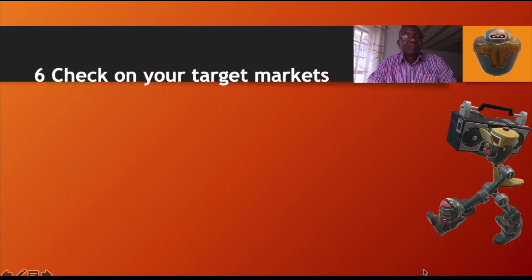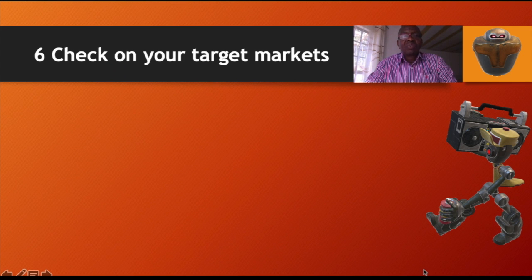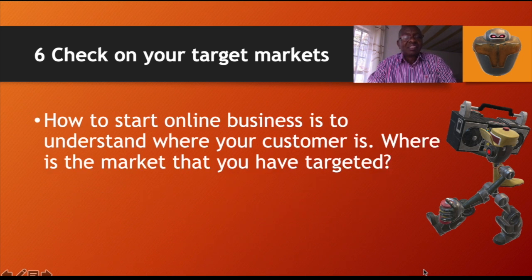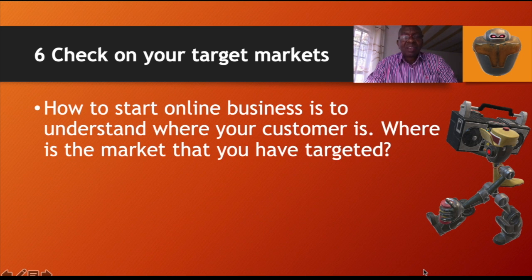Number 6, check on your target market. Where is your market? How do you reach the market? What tools do you require to reach the market? Do you require to advertise in a certain language or in a certain area? How to start an online business is to understand where your customer is, where the market that you are targeting is.